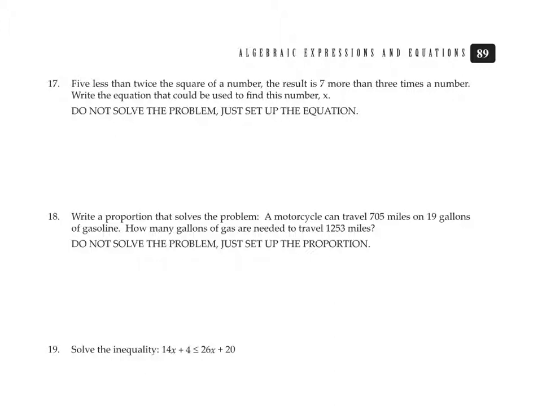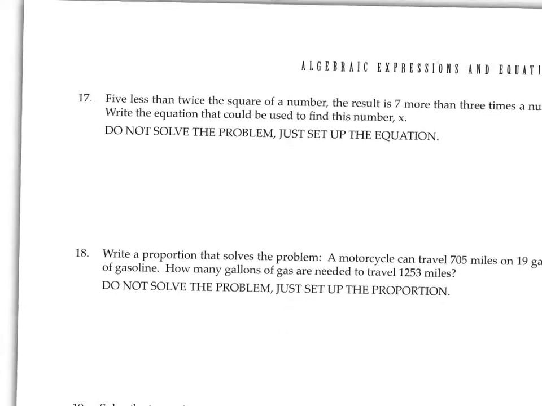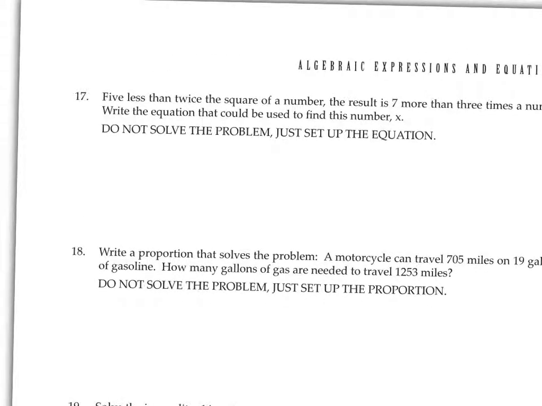All right, on the next page, we're just writing some expressions here. Let's read. 5 less than twice the square of a number. The result is 7 more than 3 times the number. Write the equation that could be used to find this number. Do not solve, just set up the equation. Okay, this grammar is a little bit awkward, but we can just take it word by word here and see what we can figure out.